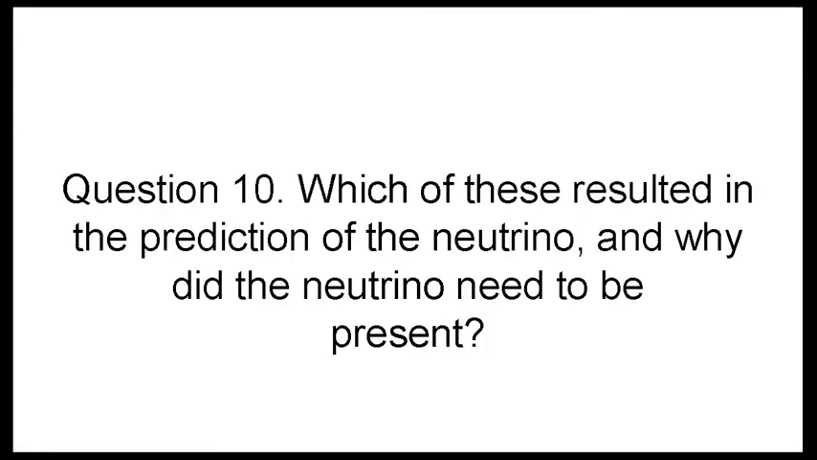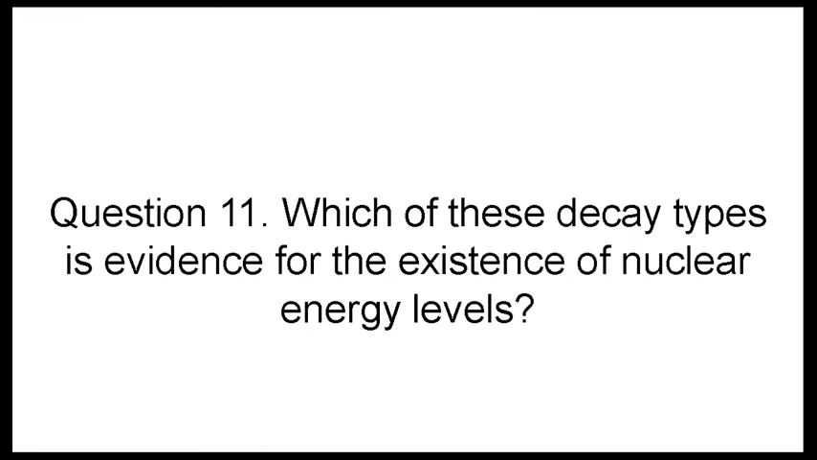We have alpha. For question 10, which of these resulted in the prediction of the neutrino, and why the neutrino needed to be present? We have beta. For question 11, which of these decay types is evidence for the existence of nuclear energy levels? We have gamma.